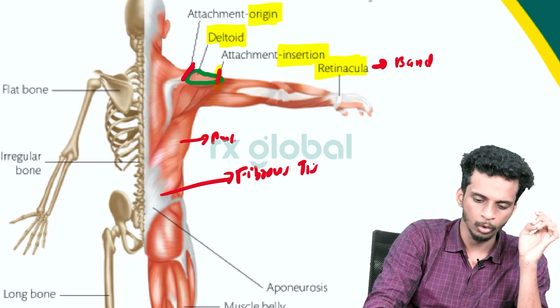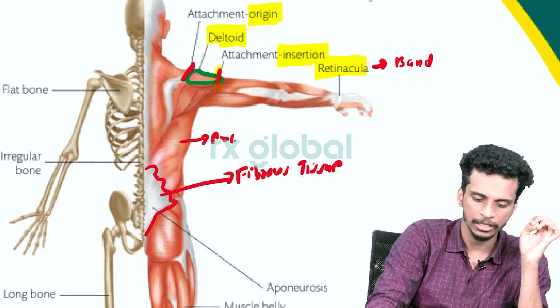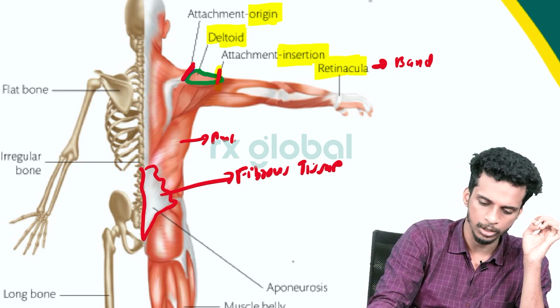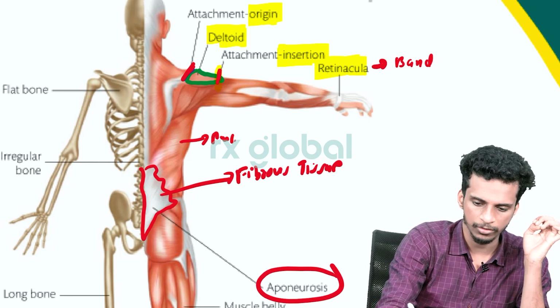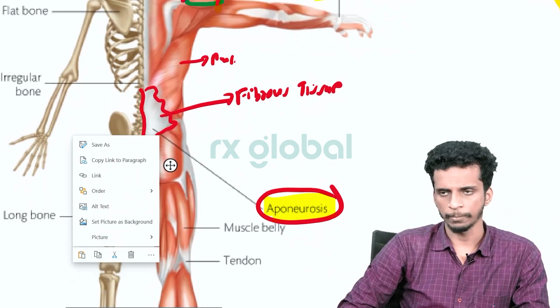So you know that there are two types of fibrous tissue. Here you can see that it is more flat. It is not linear. Therefore, this fibrous tissue will be called an aponeurosis. I hope it's clear.